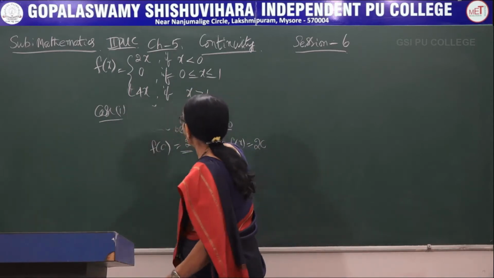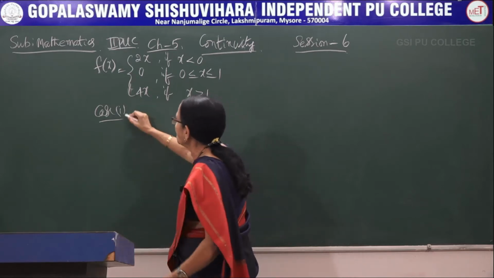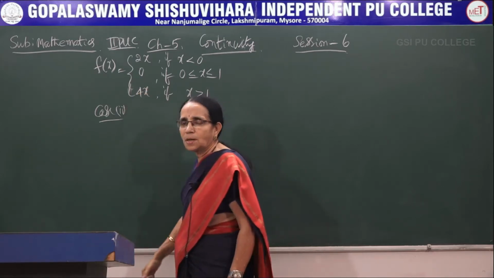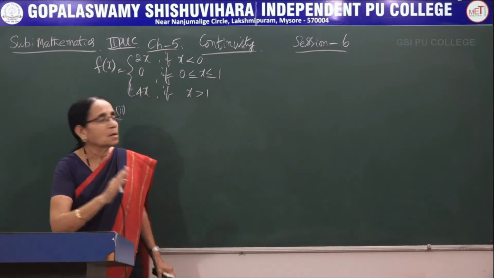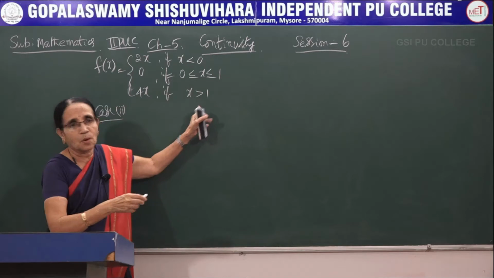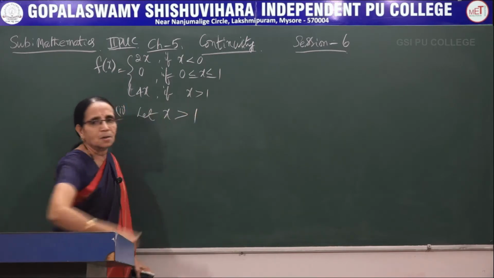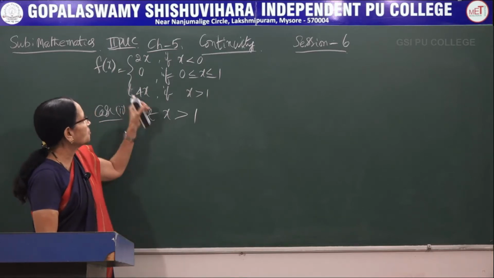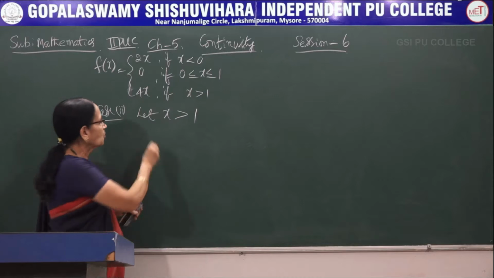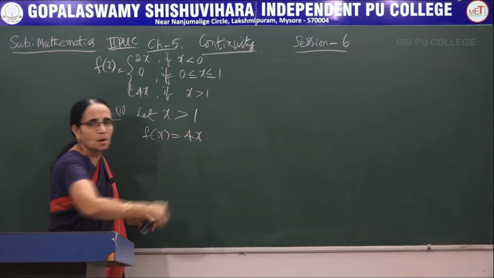Now, let me move on to the other extreme. I am considering the extreme cases, that is, case 2. Let me take case 2 here. Let us take the other one. Let x be greater than 1. When x is greater than 1 here, how is the function defined? f of x is equal to 4x.